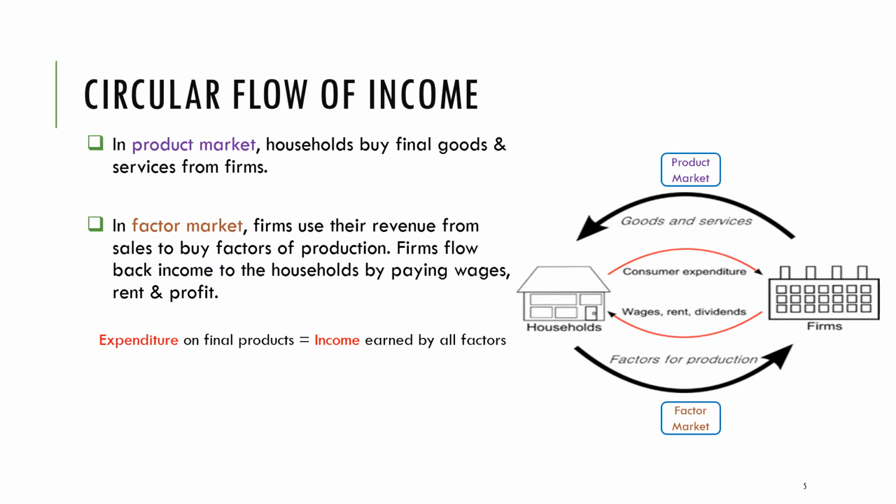Income is firstly circulated in product market when households buy final goods and services from firms. In the factor market, firms use their revenue from sales to purchase factors of production. Then firms flow back income to the households by paying wages, rent, dividends, and profit. Therefore, expenditure on final products is equal to income earned by all factors of production.